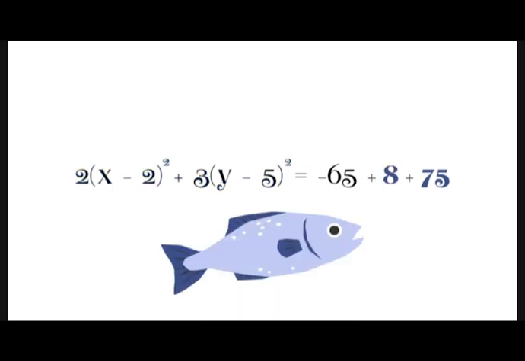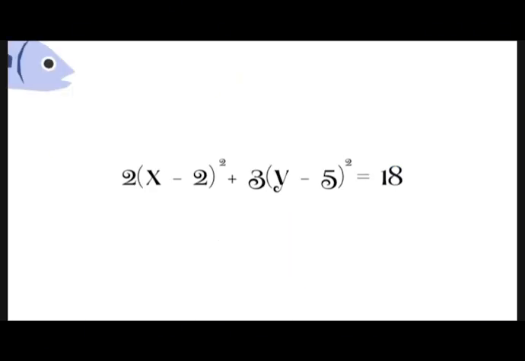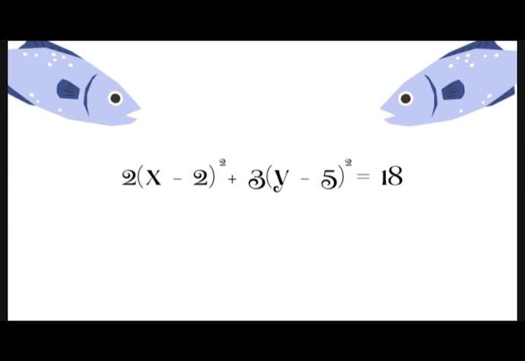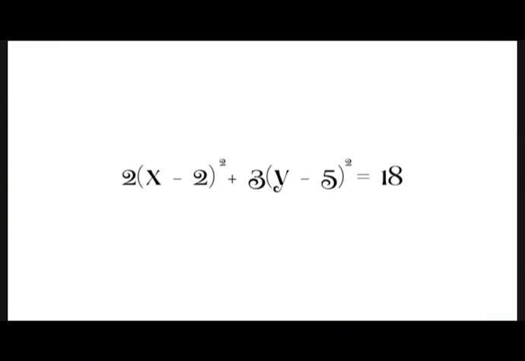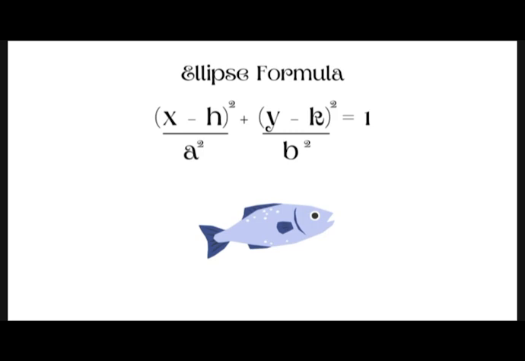We need the completed squares on one side, so we move minus 8 and minus 75 to the other side, which will be added to minus 65. That would give us 2 times x minus 2 squared plus 3 times y minus 5 squared equals 18. Our equation right now isn't in standard form, so this is the ellipse equation in standard form.